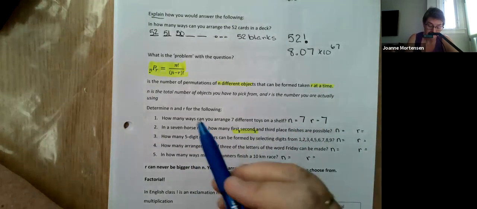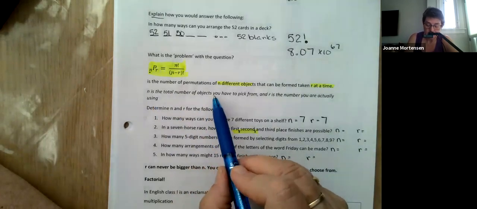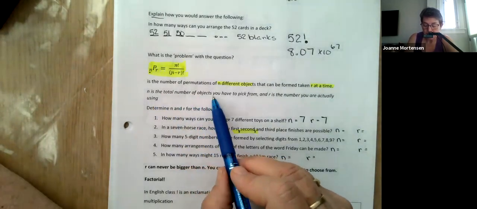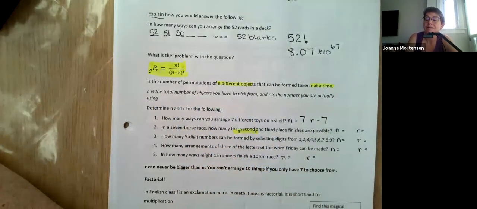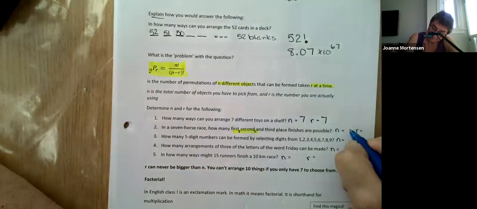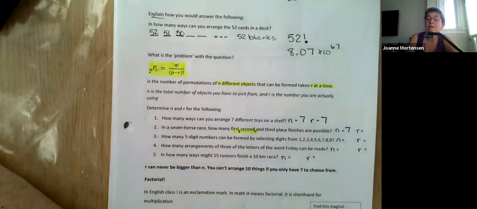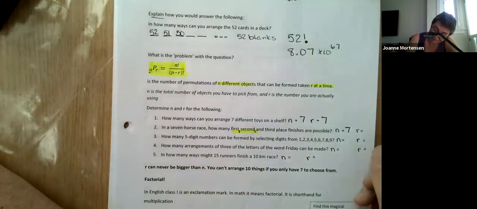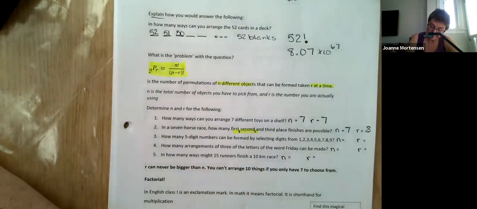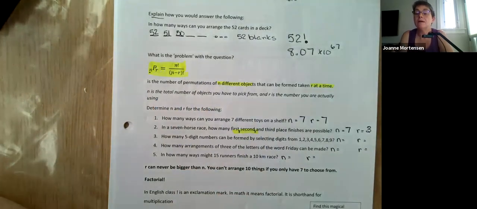Oh, sorry. N is the total number of objects you have to pick from. So how many horses are in the race? 7. And how many do I actually have to care about? How many do I have to arrange or pay attention to? 3: first, second, and third. Okay, so what I want you to do now is pause the video and fill in the N and R for those last 3 questions.